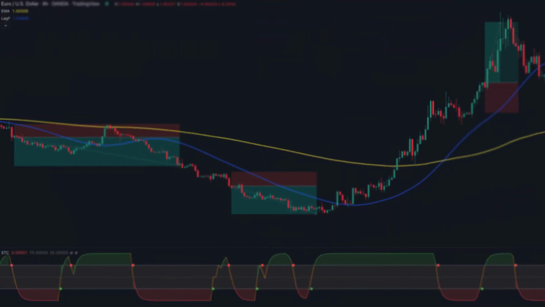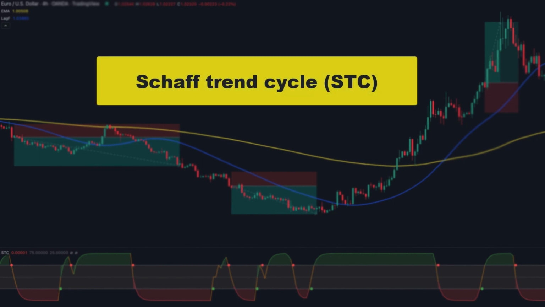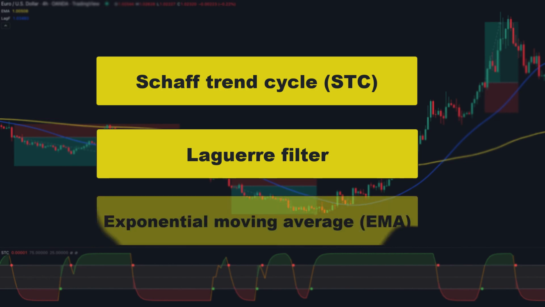These are the indicators that we will use in the strategy. Schaff trend cycle, STC. Laguerre filter. Exponential moving average.